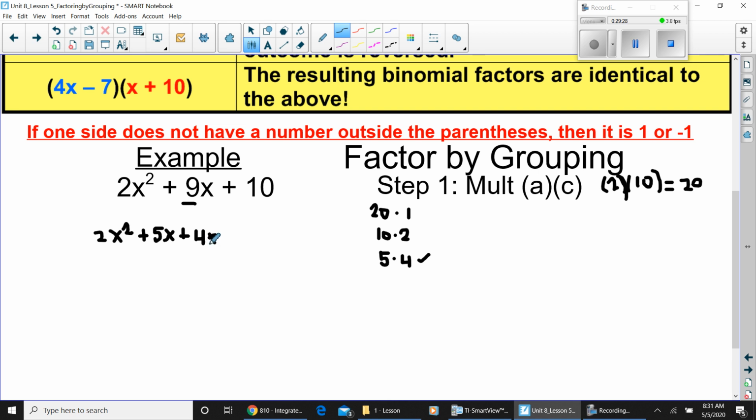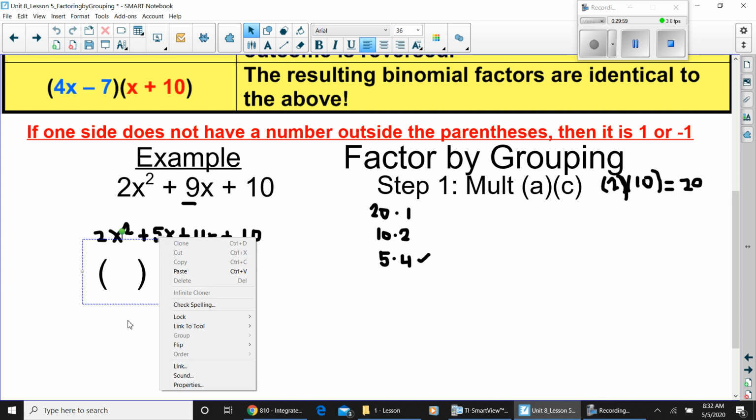Remember, 5x plus 4x equals 9x. You didn't change it. And then just bring down that 10. All right, so now I have the front part, the first two terms, and I have the back, the second two terms. Either way, I'm going to try to get the greatest common factor out of those terms. So let's see if I can do that.